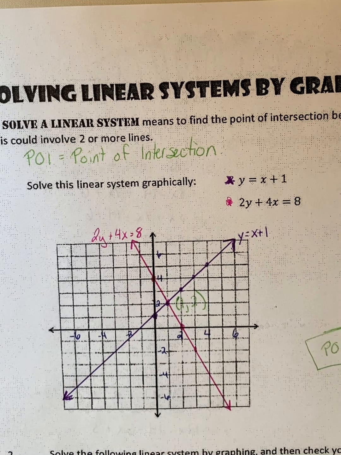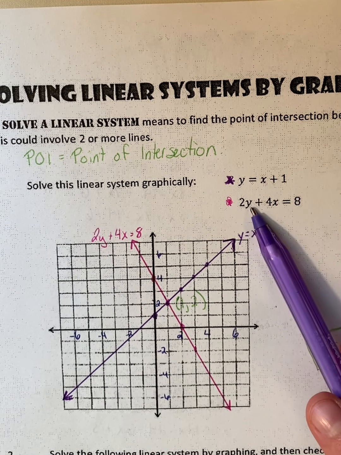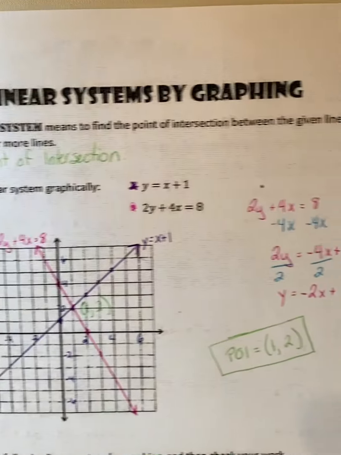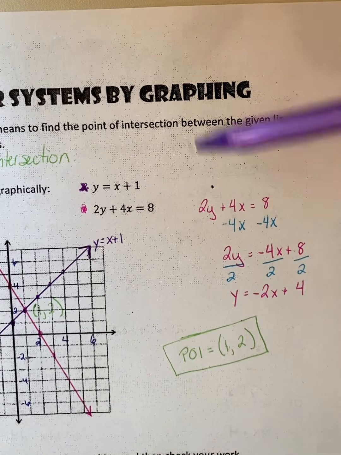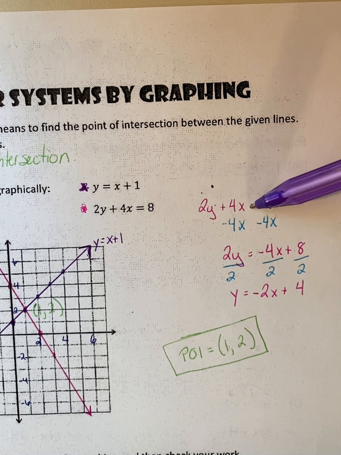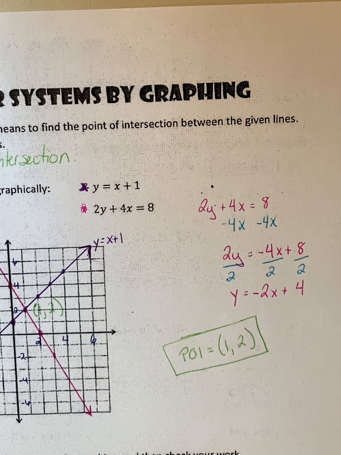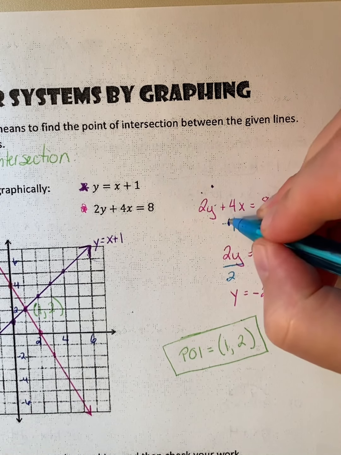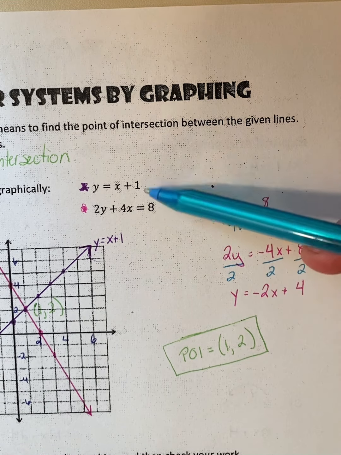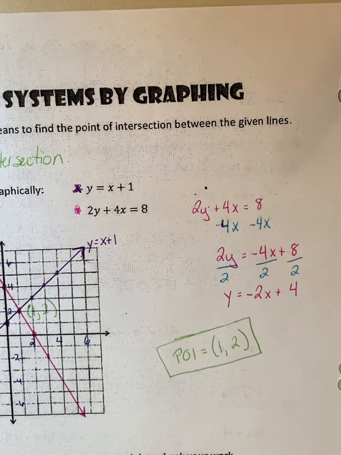Just like that. Now, for this one here, we have to do a little bit of rearranging. So from here, we've got 2y plus 4x equals 8. Now, the first thing we want to do is get the y all by itself, because in a perfect world, we can graph it exactly the same way as we did with the other one, right?